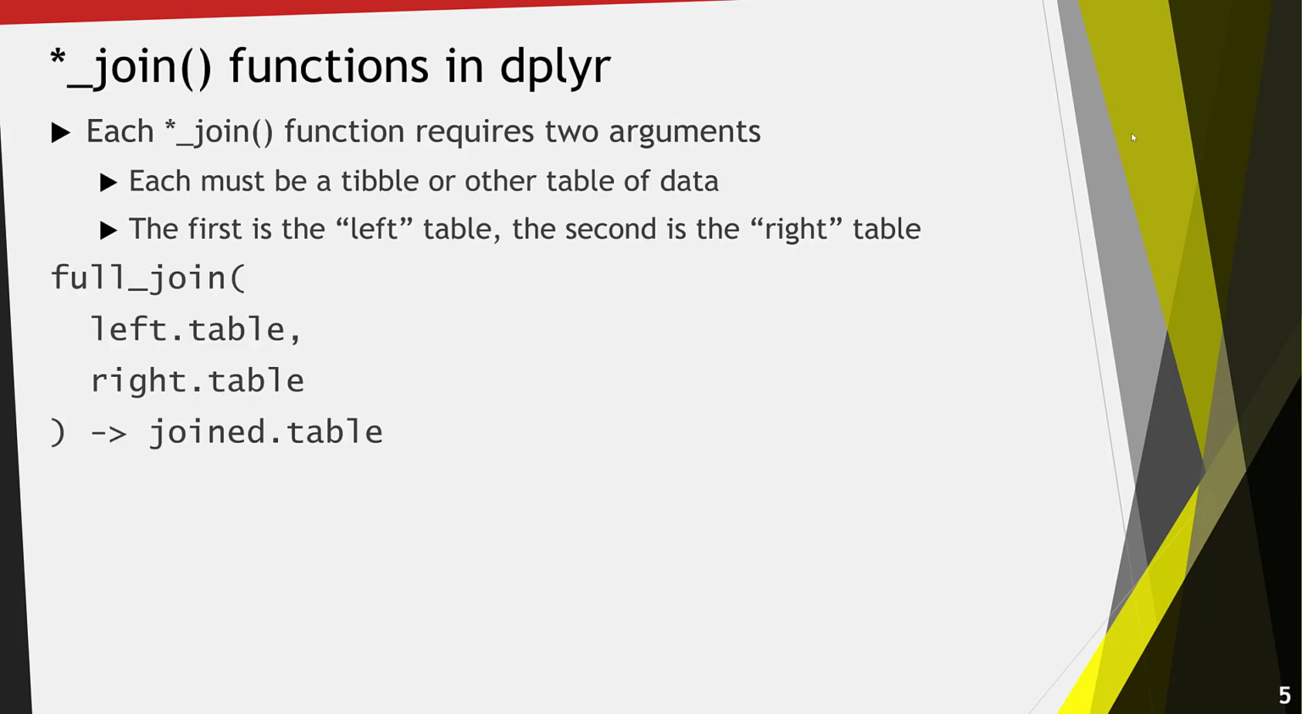How do these functions work? Each join function requires two arguments. Each must be a tibble or some other table of data. The first argument is treated as the left table, and the second argument is treated as the right table. So in this sample code here, I'm performing a full join on left.table and right.table, then saving the resulting output in a variable called join.table.